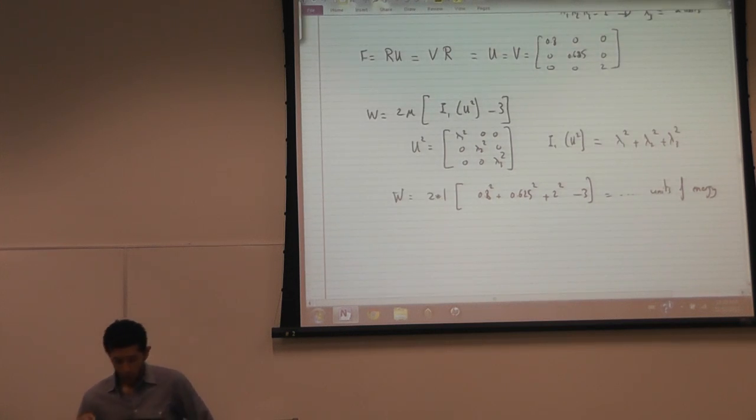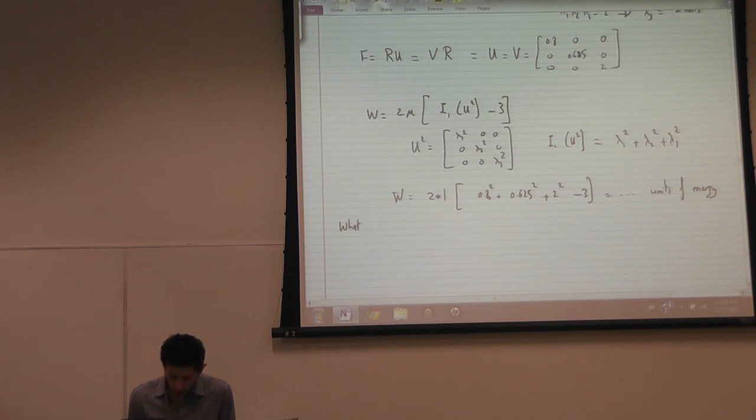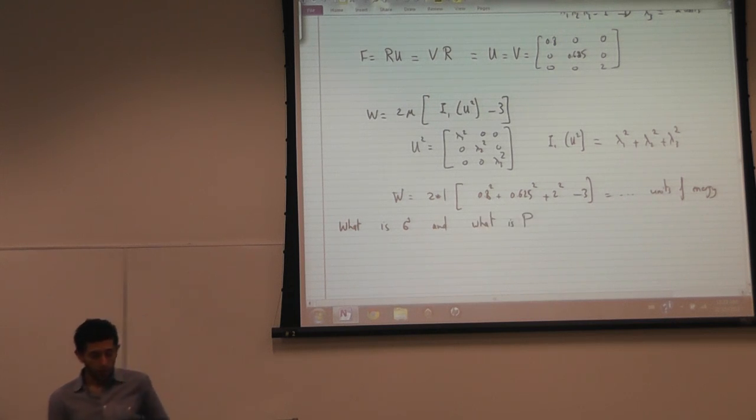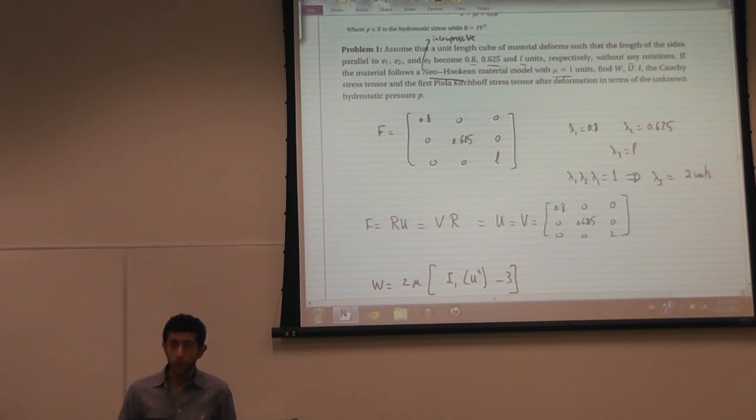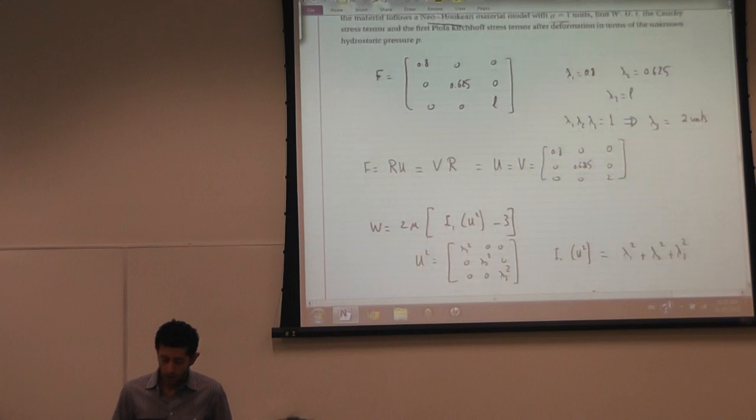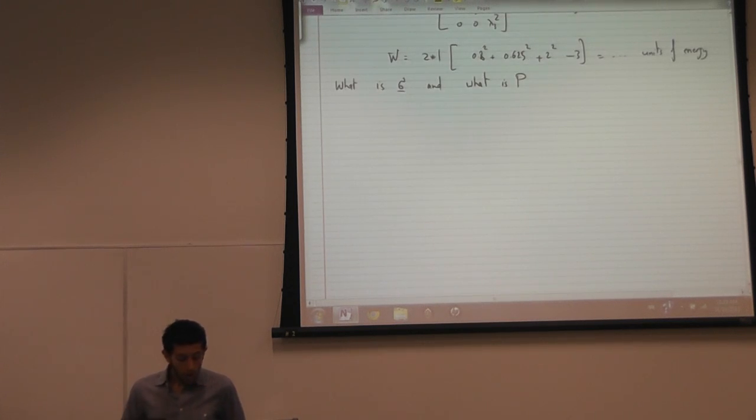And now the question is: what is the stress? What is the first Piola-Kirchhoff stress, and what is the Cauchy stress that applies this kind of deformation? So I want the stress matrices that cause this kind of deformation. W is a given function of the lambdas, but P is equal to partial W by partial F, P_ij is equal to partial W by partial F_ij. So how can I resolve this difference? I have to find the relationship between the lambdas and the Fs.